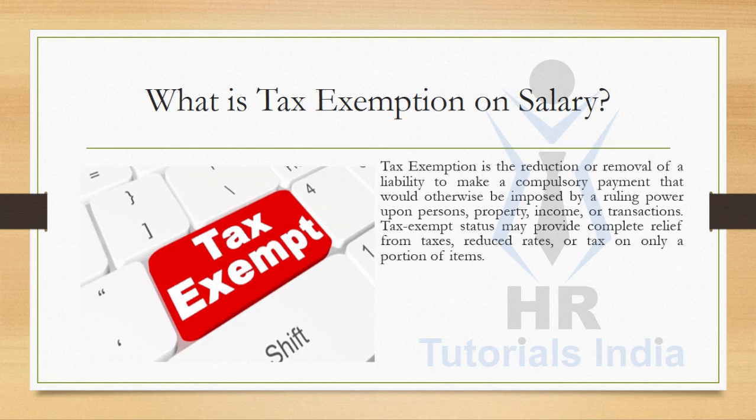Tax exemption is the deduction or removal of liability to make a compulsory payment that would otherwise be imposed by a ruling power upon persons, property, income, or transactions. Tax exempt status may provide complete relief from taxes, reduced rates, or tax on only a portion of items. In simple words, tax exemption is the reduction or removal of liability from making a compulsory payment which is imposed by the ruling power upon the person's property, income, or transactions. With the help of tax exemptions, there could be a complete relief from taxes, or there could be a reduction of tax rates, or tax may be paid only on small portions of items.